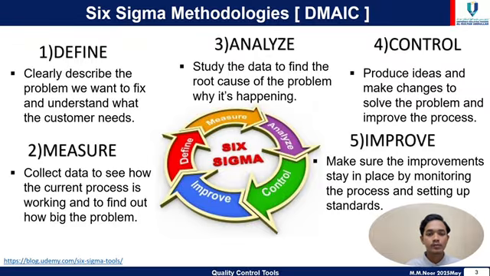Next part is the Six Sigma methodology. The Six Sigma methodology has five phases. Firstly is define, second is measure, third is analyze, fourth is control, fifth is improve.